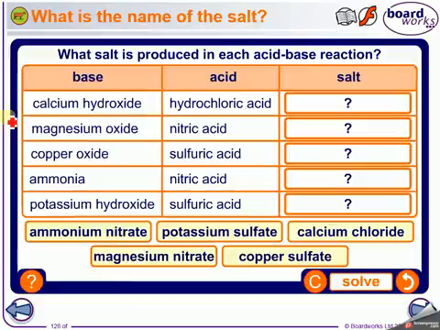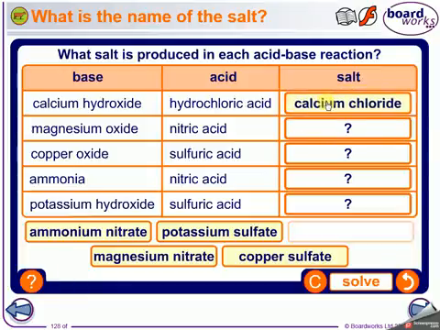So I think I'm going to go through this actually. The first part of the salt's name comes from the base, doesn't it? So you know that the first part of this salt's name is going to be calcium. You know that the acid is called hydrochloric acid, so you know it's going to make a chloride. So I know that the name of the salt is going to be calcium chloride. Where's calcium chloride? Here we go. So that is calcium chloride.